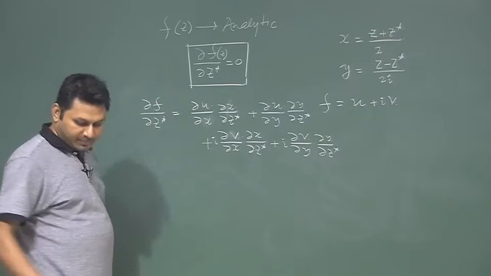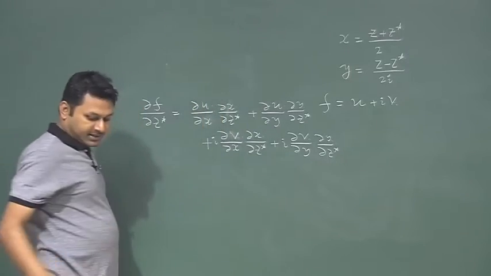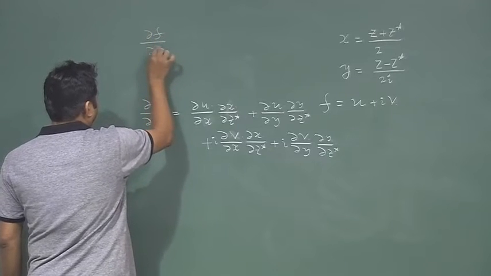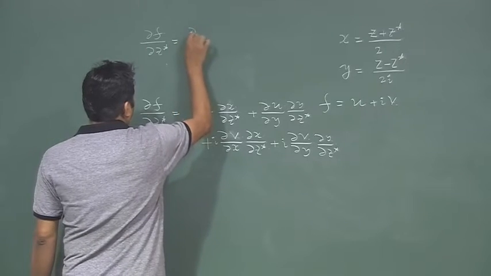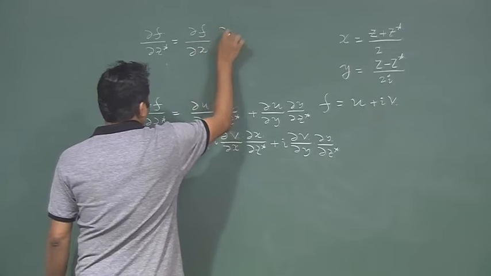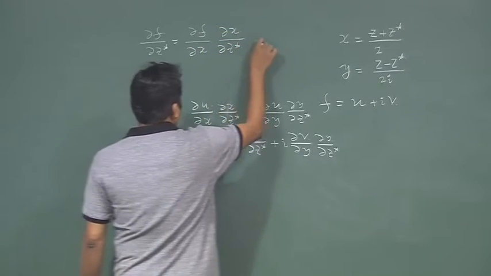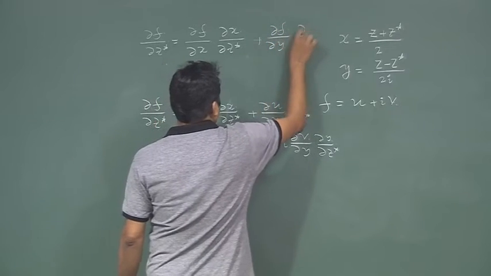If you write, for example, let me write it here. So, del f del z star. I hope you can understand this, but if you have any confusion, let me write it once again, what I am trying to do. It may be helpful for you if you don't get it.